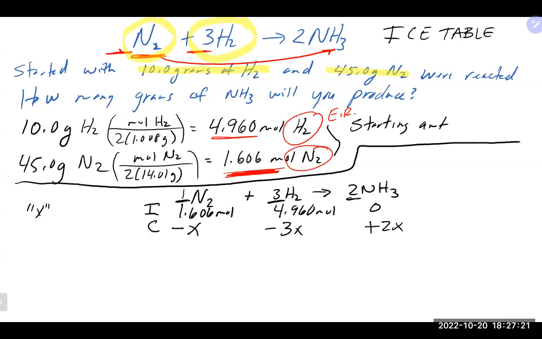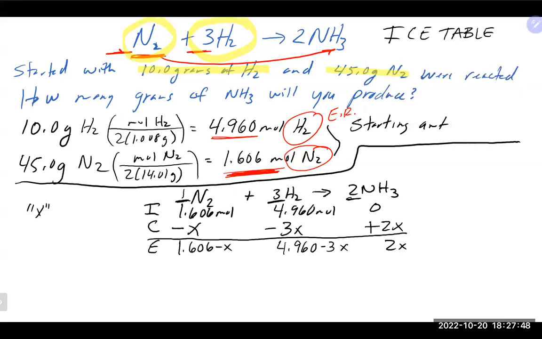All right, so at the end here of our ice table, we're just going to bring everything down. So 1.606 minus X, I'm going to get the moles out of there so it doesn't get too crowded. 4.960 minus 3X, and this is 2X. All right, so this is the part in the table where we could determine which one is the limiting reagent. And we're going to do that by setting each of the reactants equal to 0 and solving for X. So we're going to set this guy equal to 0, which means all I do is move the X to the other side, right? And X in this case would equal 1.606 moles.